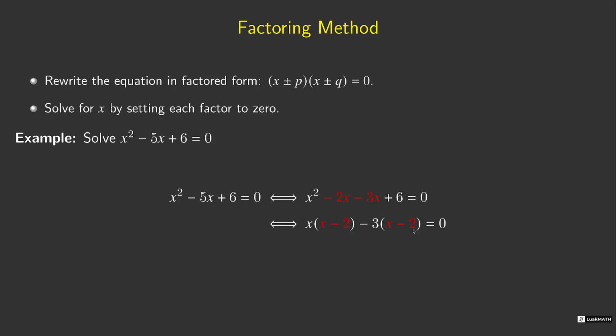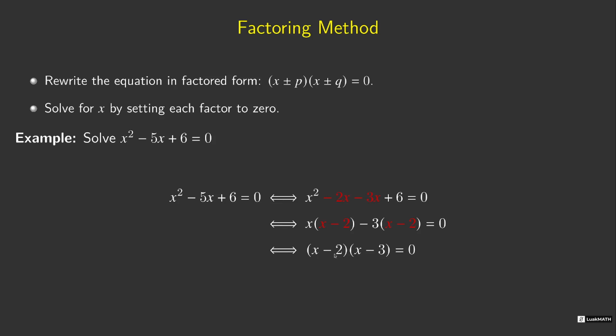Now you can see there's a common factor. If you look at this term right here, there's an x minus 2. Also, this term right here, there's also x minus 2. So what we can do is take out the x minus 2 because it's common, right? If I take out the x minus 2, the first term, what's left over is just this x right here. And then the second term, what's left over is just minus 3, which is x minus 3 right here.